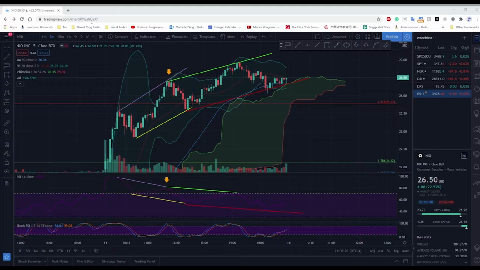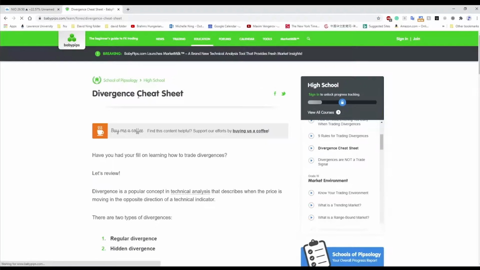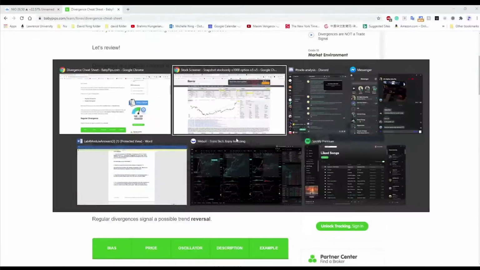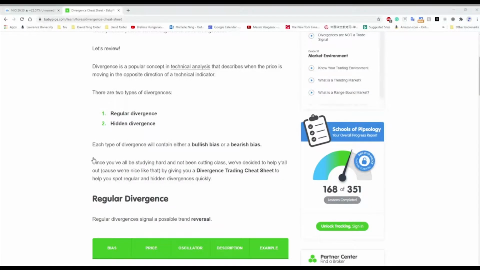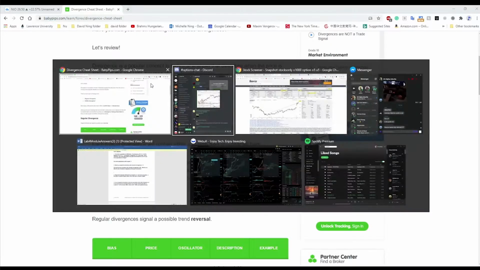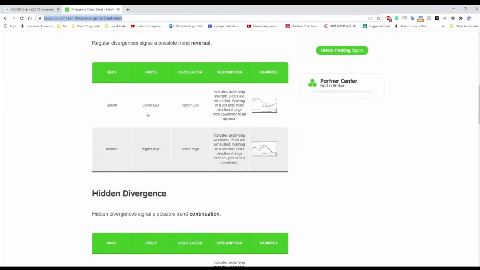So it's a cheat sheet that you guys can all use. Sometimes I forget about my divergences. I use this cheat sheet right here. And essentially, I'll post this in the group chat as well. But this essentially is a cheat sheet for divergences.